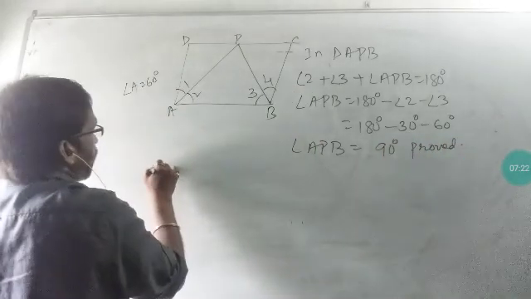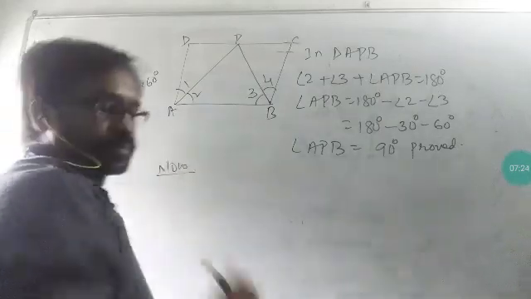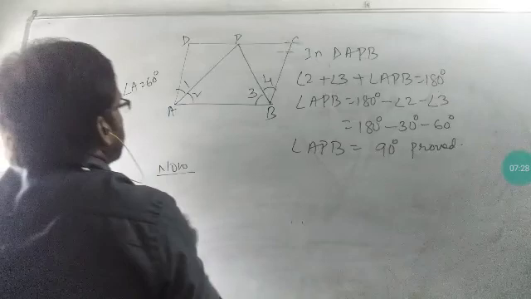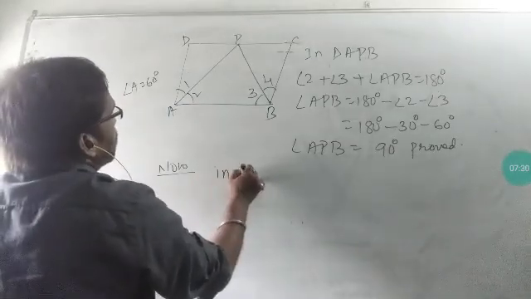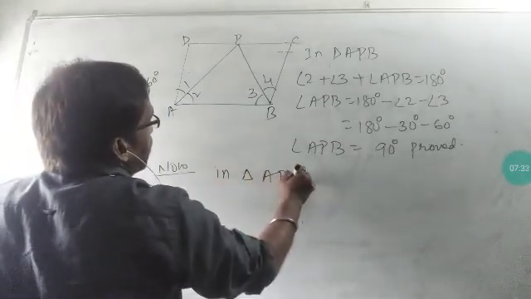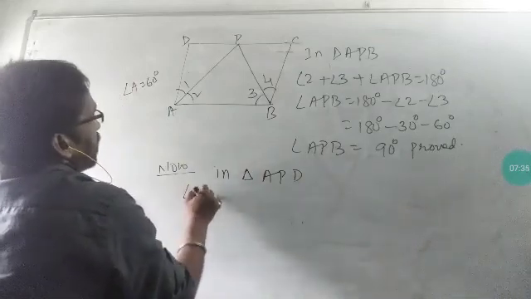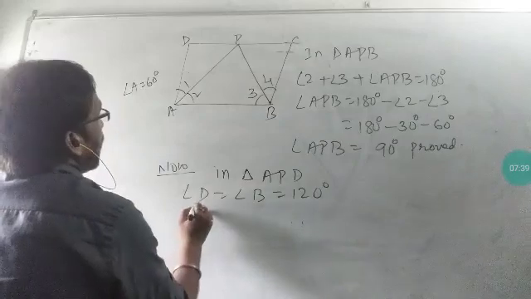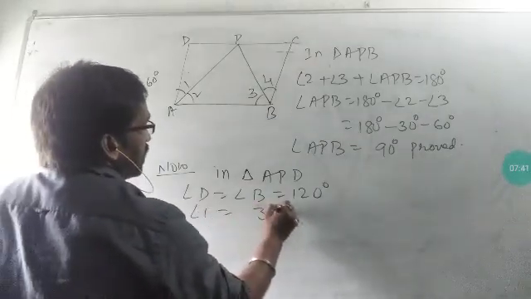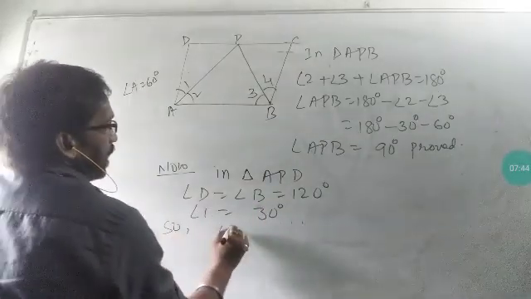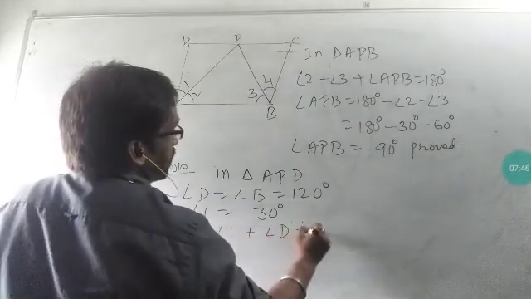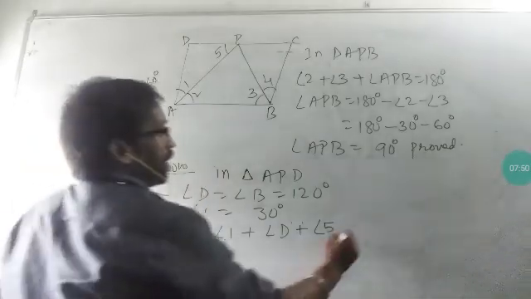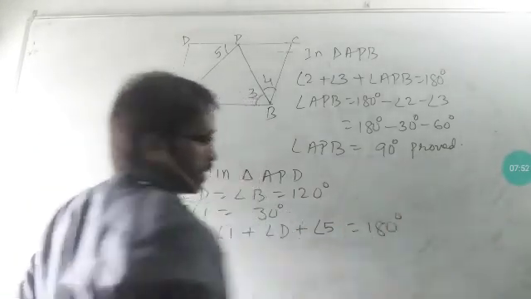What we did, we simply used the properties of the angles of a parallelogram, and from that we found angle APB is equal to 90 degrees. Now in triangle APD, angle D is equal to angle B, because opposite angles of a parallelogram are equal. That means angle D is equal to 120 degrees, and angle 1 is given as 30 degrees.